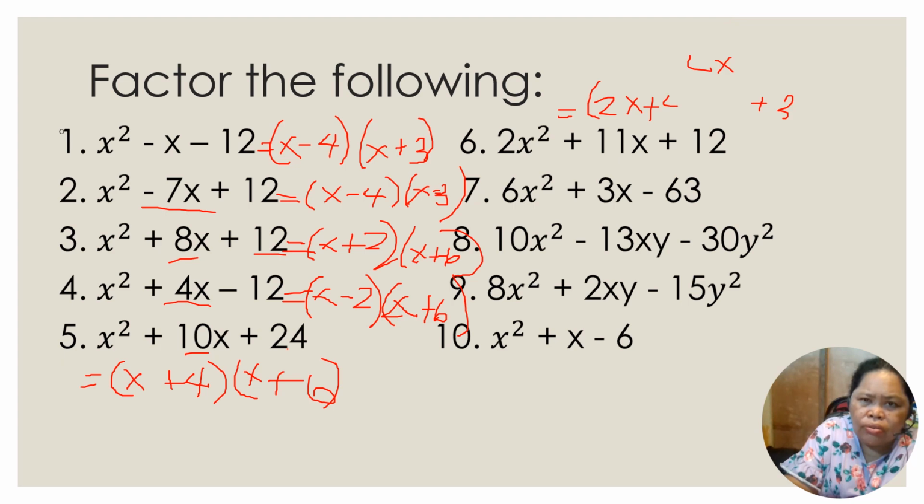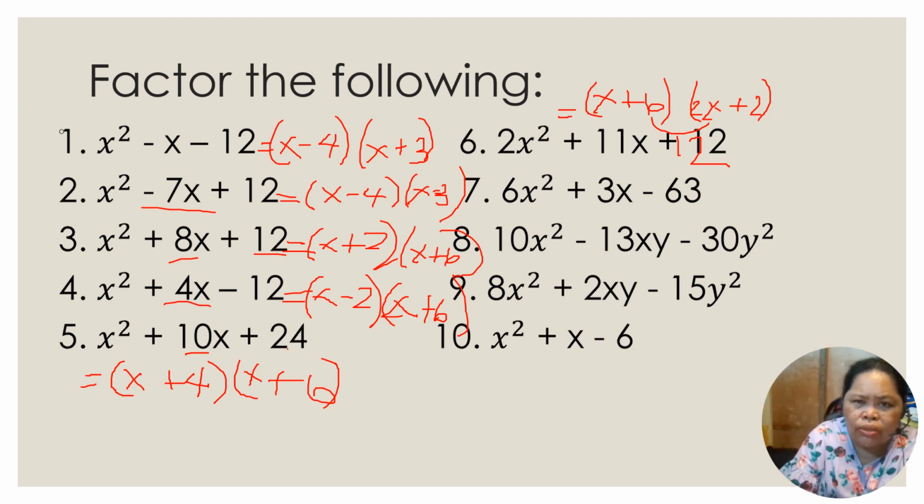What other factors of 12 can we use? We can use 6 and 2. Let's try, we can have 2x here, plus 6, plus 2. So we have 12 plus 2, that is already 14, too much. So what shall we do again? This is a trial and error method, you know.